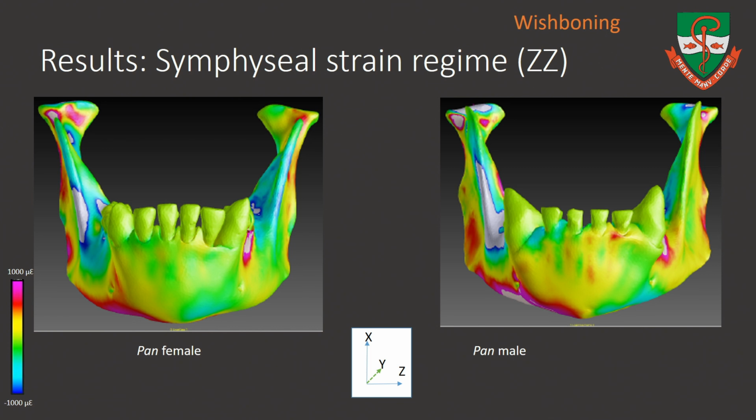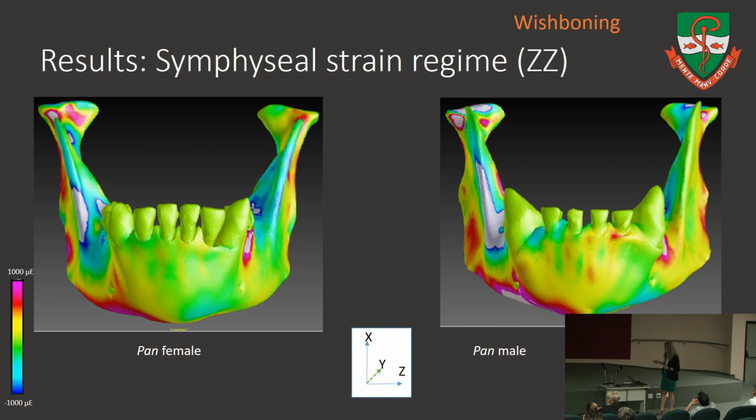Looking at it from a frontal view, we see some compression, as we'd expect. A little bit of blue or green here, but really not much. It doesn't appear that wishboning is the only thing that's happening here.